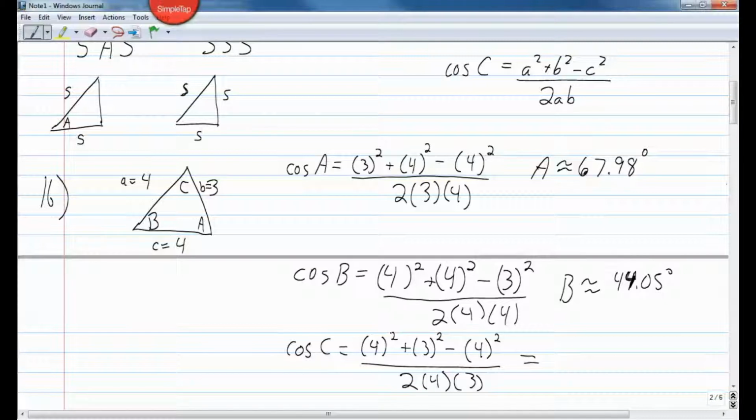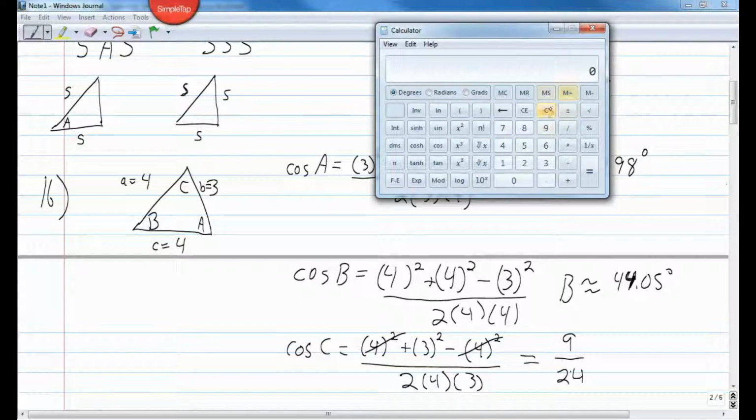All right, so you can see this is 16, this is minus 16, so those 2 will cancel out. And again, we're going to get 9 over 24. So this answer is going to be the same as we got for angle A. But I'm going to plug it in anyway. 9 divided by 24, and then inverse cosine. All right. So I got 67.98 again.